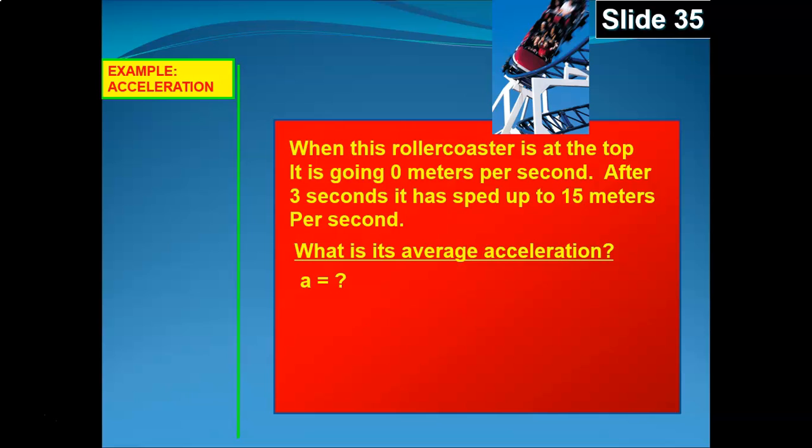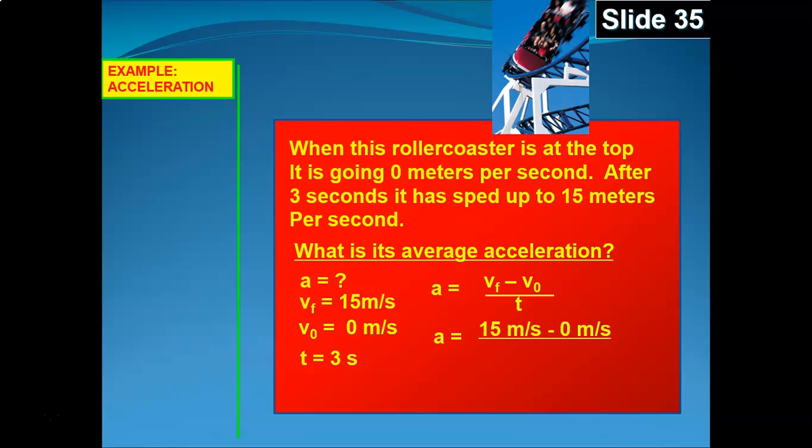The numbers that we're given are a final velocity of 15 meters per second, an initial velocity of 0 meters per second, and a time of 3 seconds. The formula we have for acceleration is acceleration equals final velocity minus initial velocity divided by time. So now we just plug in the numbers. a equals 15 meters per second minus 0 meters per second, divided by 3 seconds, and what you will get is a, acceleration, equals 5 meters per second squared. Okay.